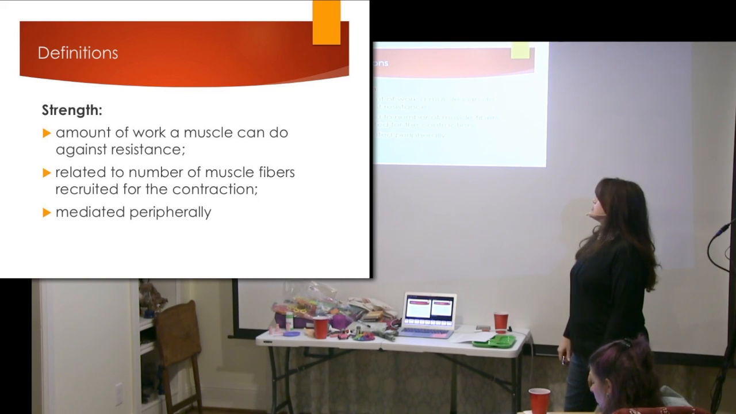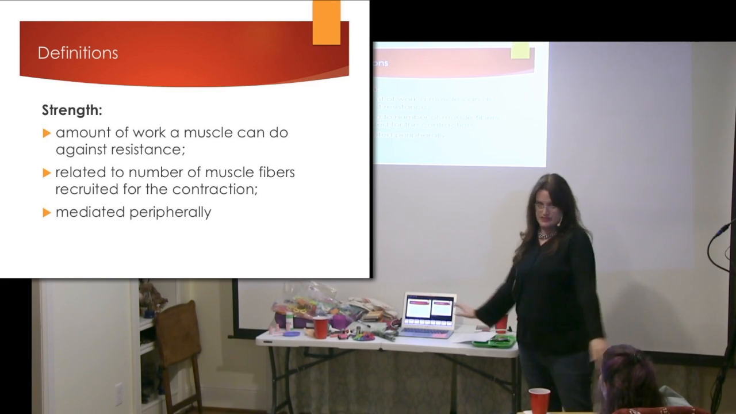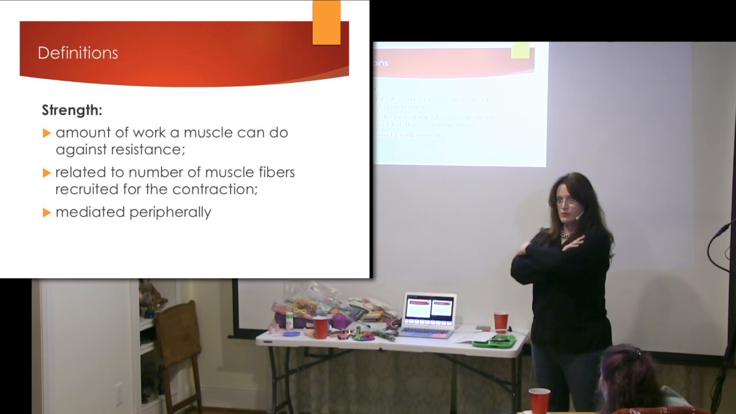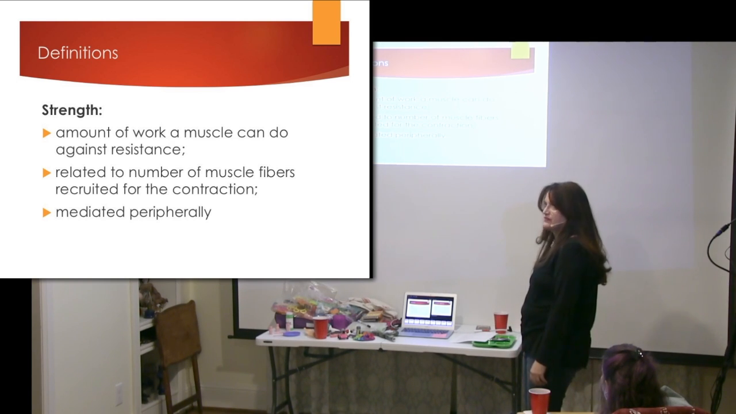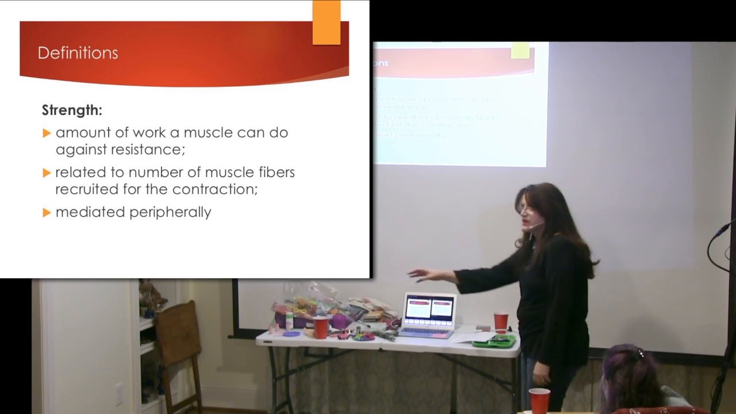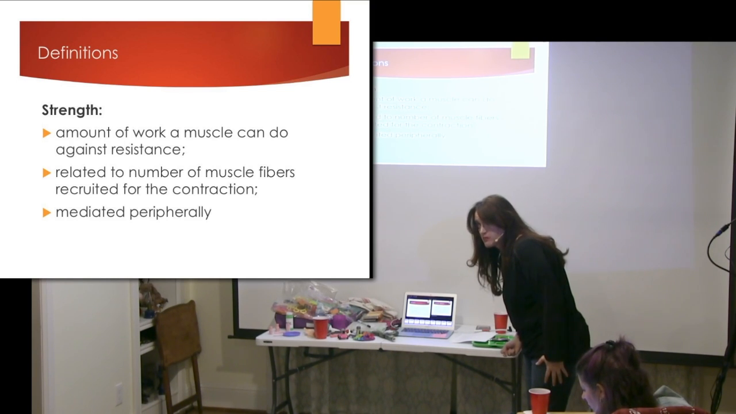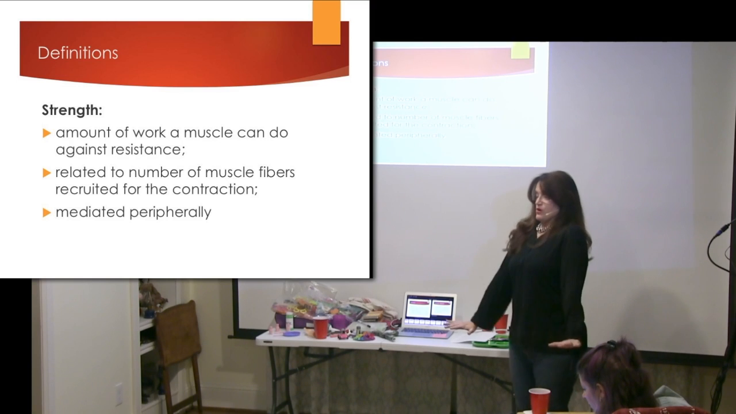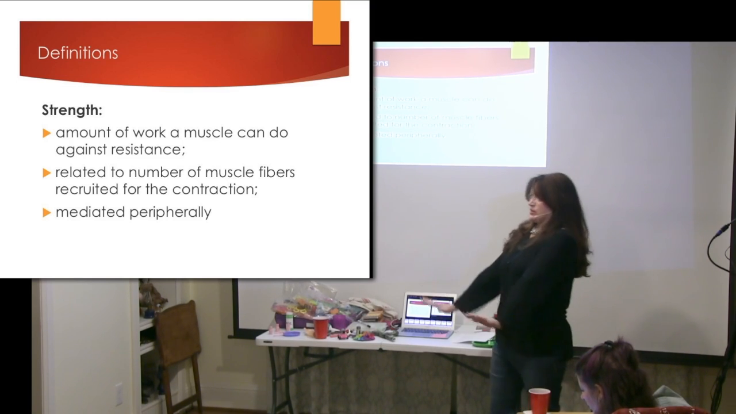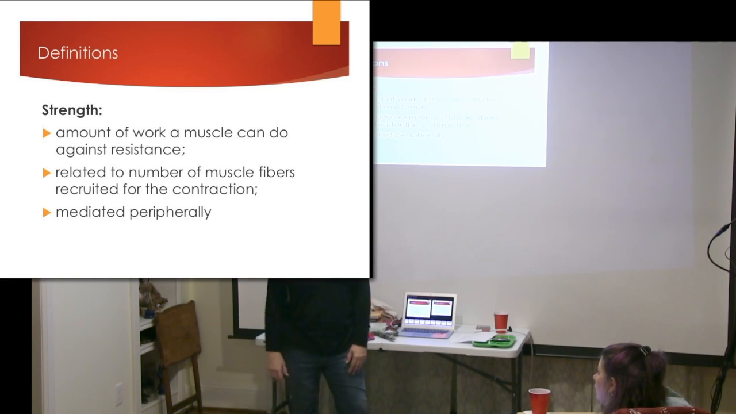Strength is the amount of work a muscle can do against resistance. It's related to the number of muscle fibers that are recruited for the contraction, and it's mediated by the peripheral nervous system. So it happens because of what is going on out here. So I can have low tone, but my strength might not be that bad when I go to really do something. I won't have good endurance. I can probably only do it once or twice. But the strength factor might not be that bad. Or I can have high tone, and you think, man, look how strong. But once you get past the tone, the muscles can't do anything. And we see that a lot.